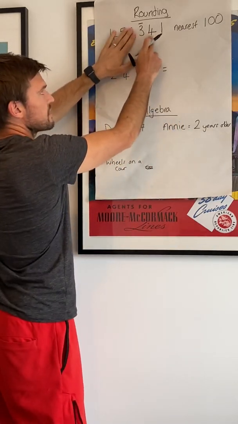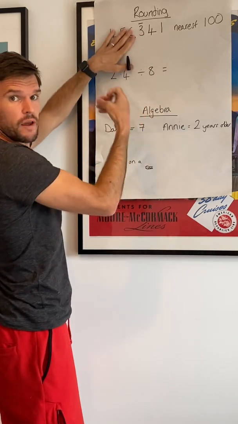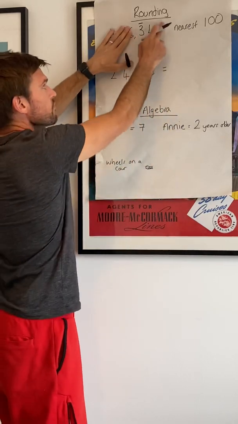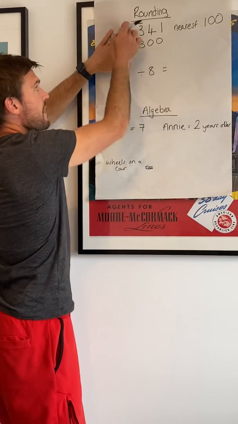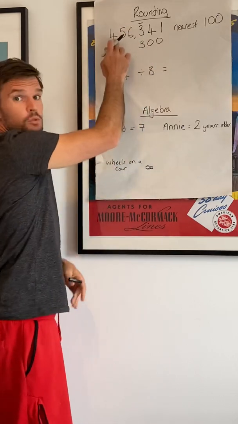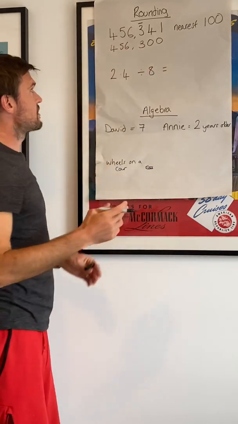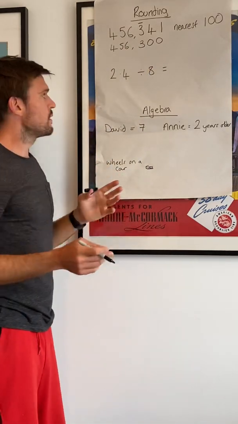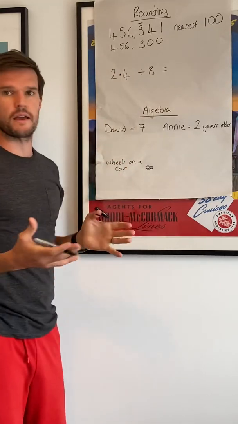Mathematically, I check the digit before, and if it's a 5 or above, then we round up. If it's a 4 or below, we round down. So 341 is closer to 300, and then we put the rest of the number in. This is important. So rounded is 456,300.